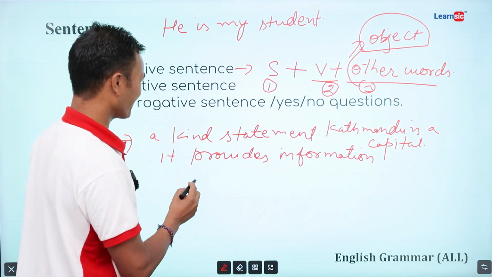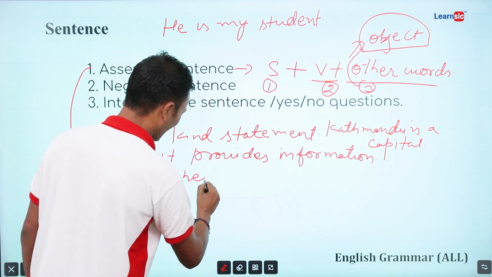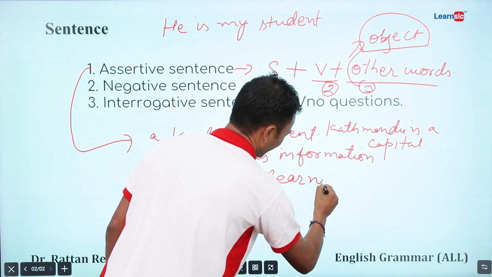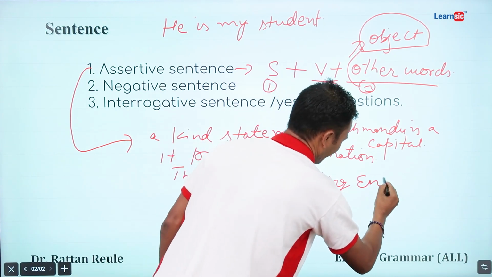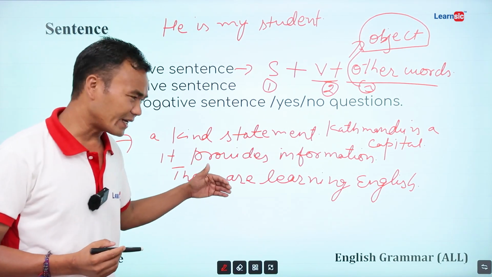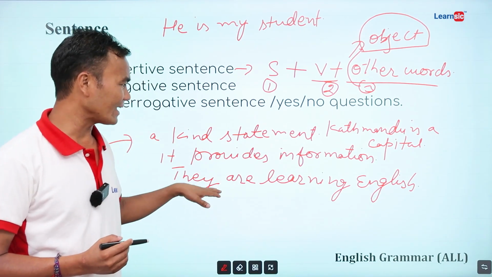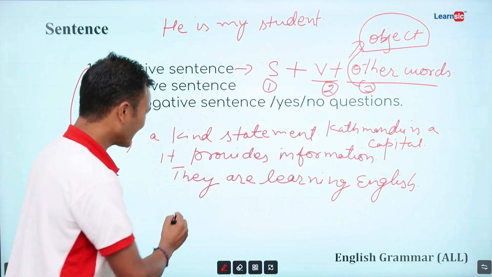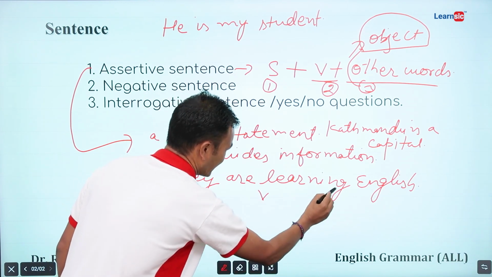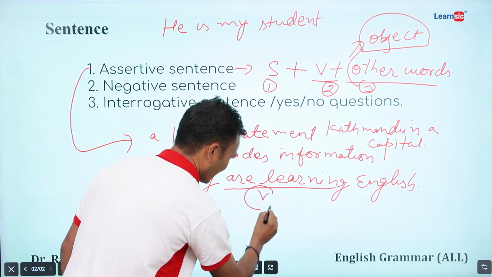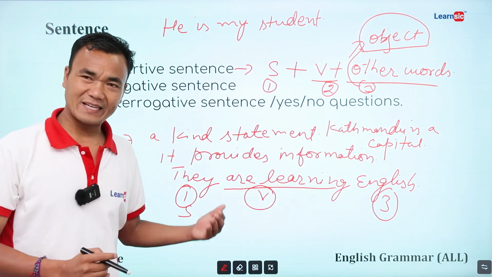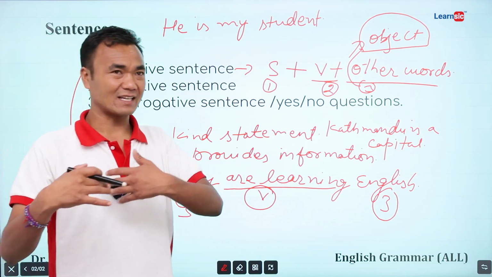If you take another example, they are learning English. When you read this sentence, it is very clear. The first part, they, is the subject. The second part, are learning, is considered the verb, and part three is English. So, as we all know, subject, verb, and other words.